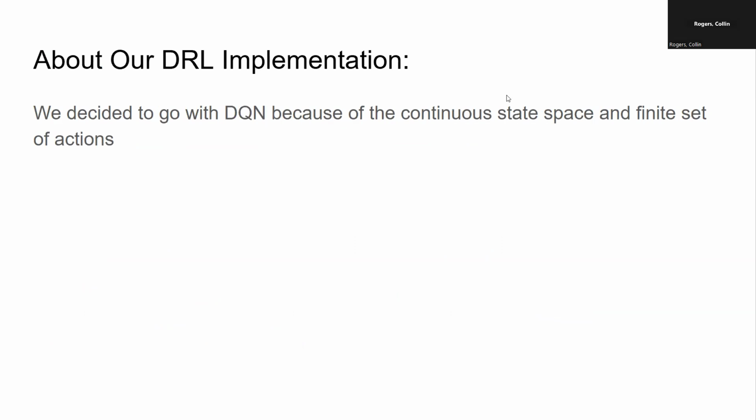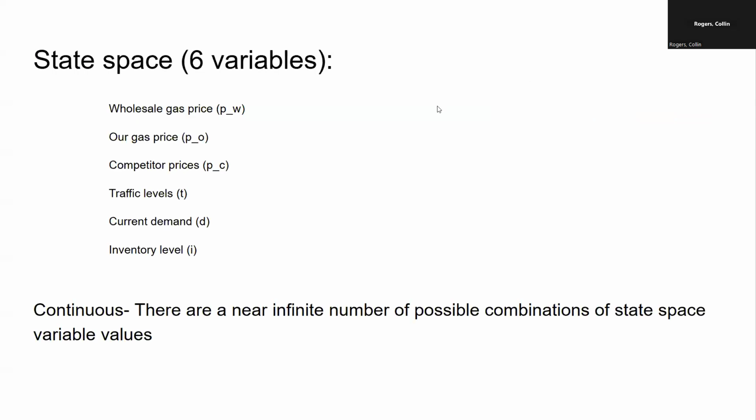So we decided to go with a deep Q network because the state space is continuous, with there being so many factors and so many possible combinations of possible values for these state variables. And we have a finite set of actions for the agent to take.